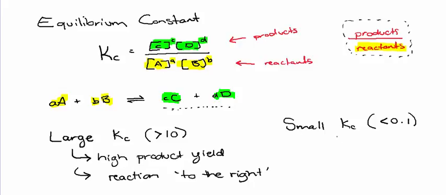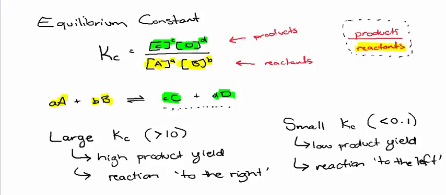If, however, we have a small equilibrium constant, that's going to indicate a low product yield. What that means, a low yield, is we don't have a lot of products. And so in this situation, a small equilibrium constant tells us that at equilibrium, the concentration of our reactants is greater than the concentration of our products. So we would say in that case that the reaction is to the left.